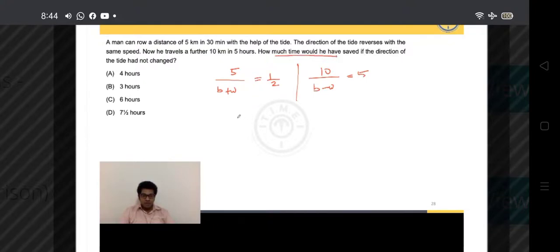So if it has not changed, I should just find 10 divided by B plus W instead of 10 divided by B minus W. I know 5 by B plus W is 1 by 2. Just double this equation, multiply by 2, right? What will I get? 10 by B plus W, which will be 1. It has to be 1. But 10 by B minus W, the actual time, is 5. The new time is 1 hour. Directly, without even finding B and W, I can say it's taking 1 hour. Therefore, I'm saving a total of 4 hours. Okay.